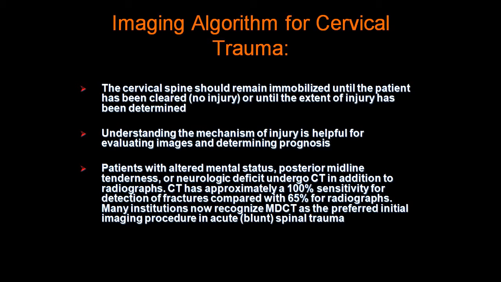Patients with altered mental status, posterior midline tenderness, or neurological deficits undergo CT scans in addition to radiographs. CT scans have approximately a 100% sensitivity for detection of fractures compared with a 65% sensitivity for radiographs. Many institutions now recognize CT as the preferred initial imaging procedure in acute spinal trauma.